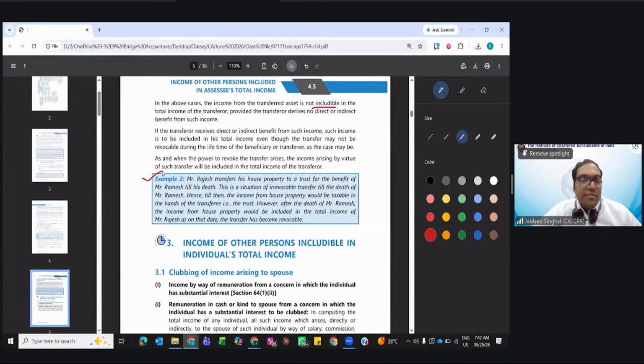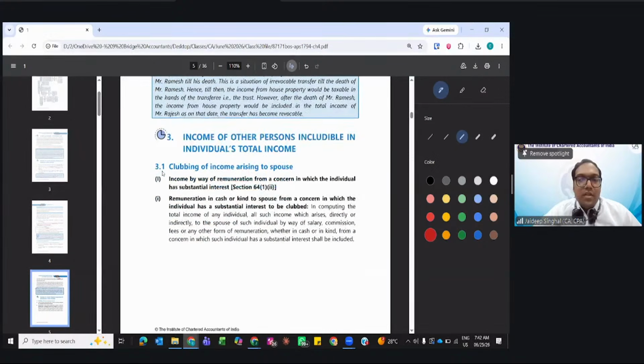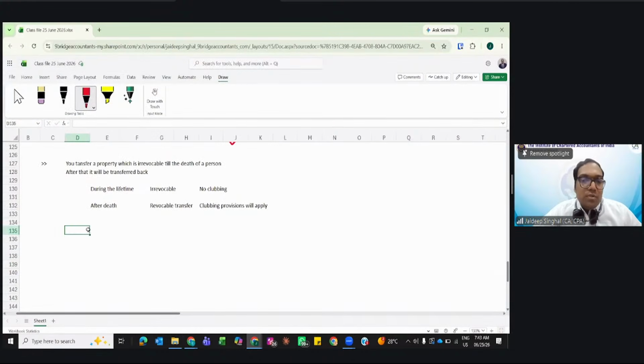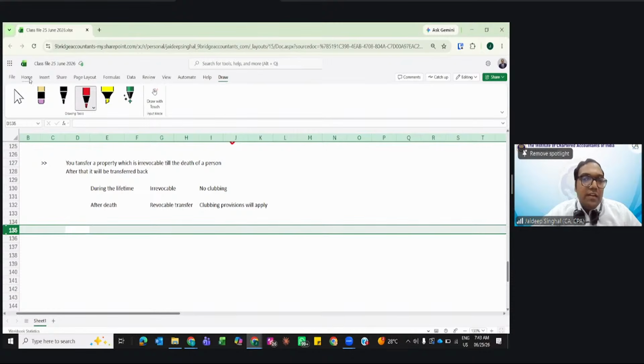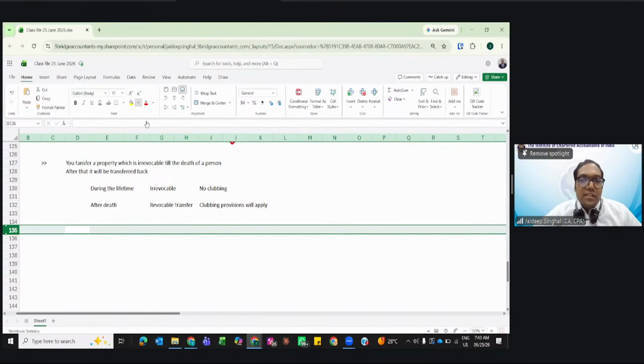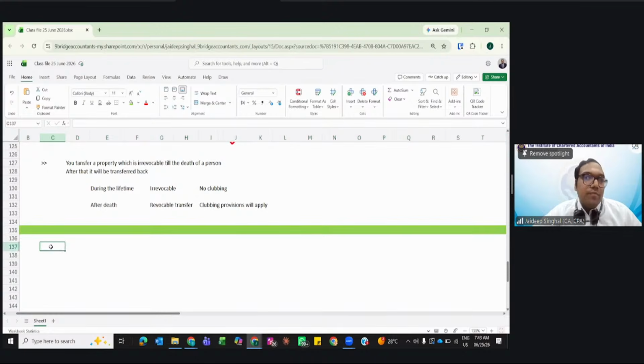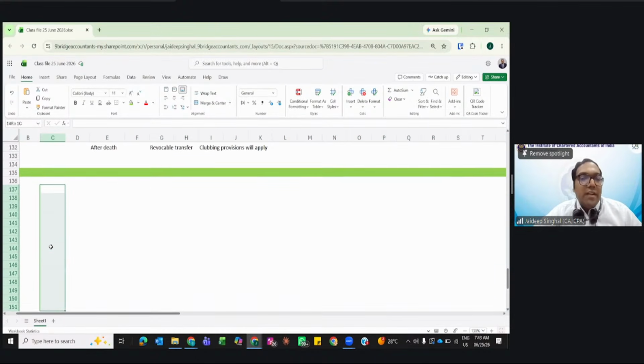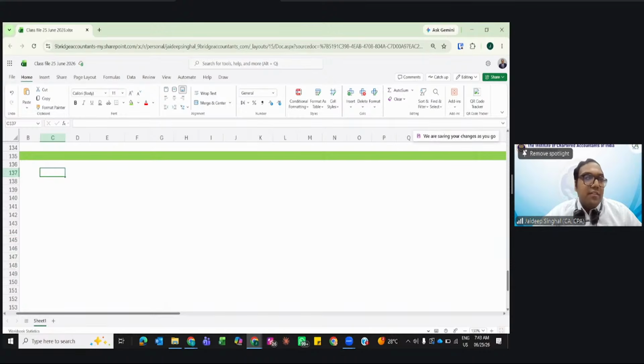This example, you can do it yourself. Very easy. Is it clear till here, everyone? Right? Next is clubbing of income arising to spouse. Again, we will discuss the concept on the Excel. I believe the Excel should be helping you, right? We are discussing the concepts first with the logic, then we are going to the book. After the death, the property will transfer back, the clubbing will apply. Right.